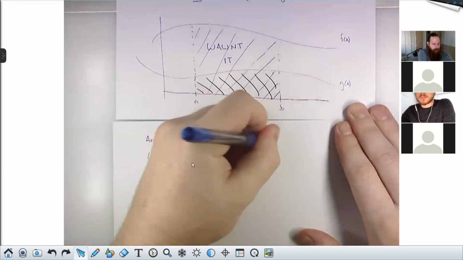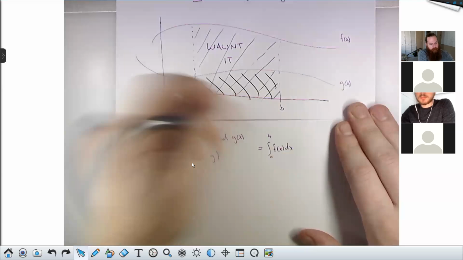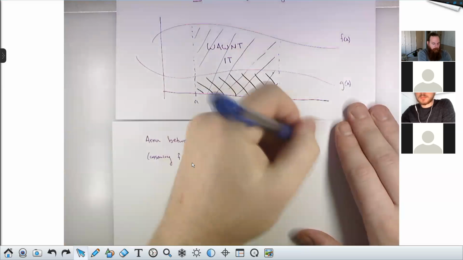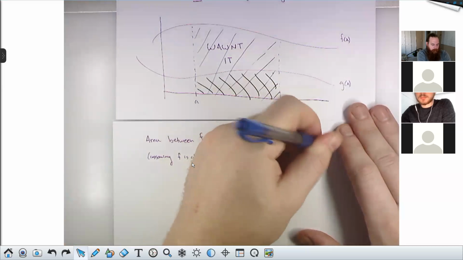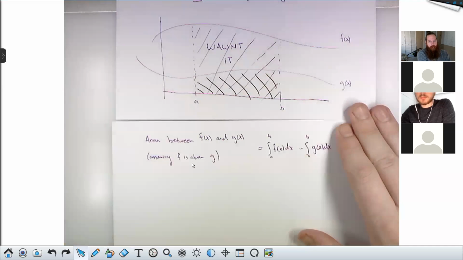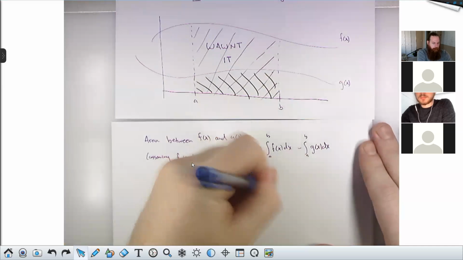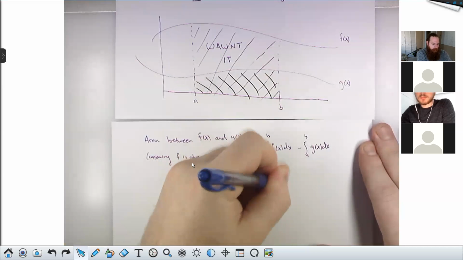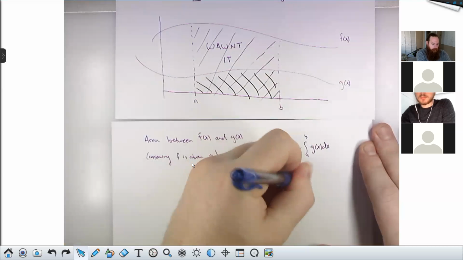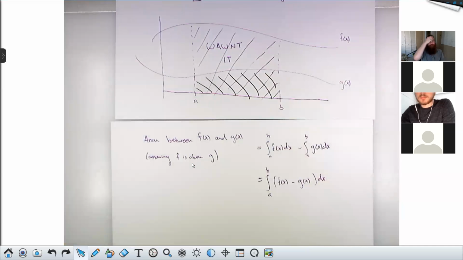this is equal to the integral from a to b of f of x dx, that's the left hashed area, minus the integral from a to b of g of x dx, that's the black right hashed area. And you can write this as a single integral because the bounds are the same. So this is the integral from a to b of f of x minus g of x dx. And that's very nearly the whole story.